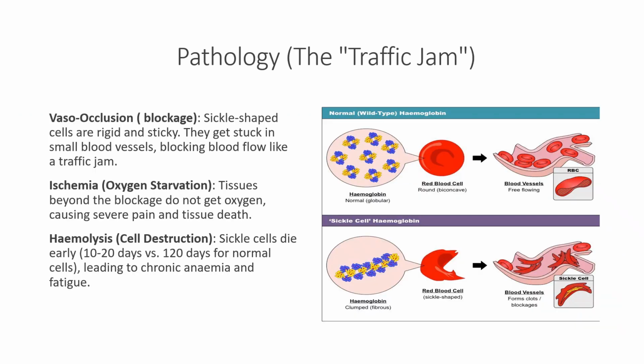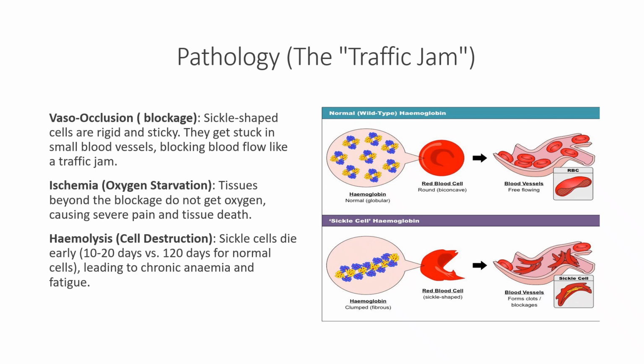So what is the pathophysiology of these sickled cells? You can think of it as something like a traffic jam. These sickled or C-shaped cells block the small vessels. They get stuck in the small blood vessels, blocking the blood flow, like a traffic jam. In turn, it causes ischemia, or oxygen starvation, to the tissues beyond. This oxygen starvation or ischemia causes severe pain and tissue death.